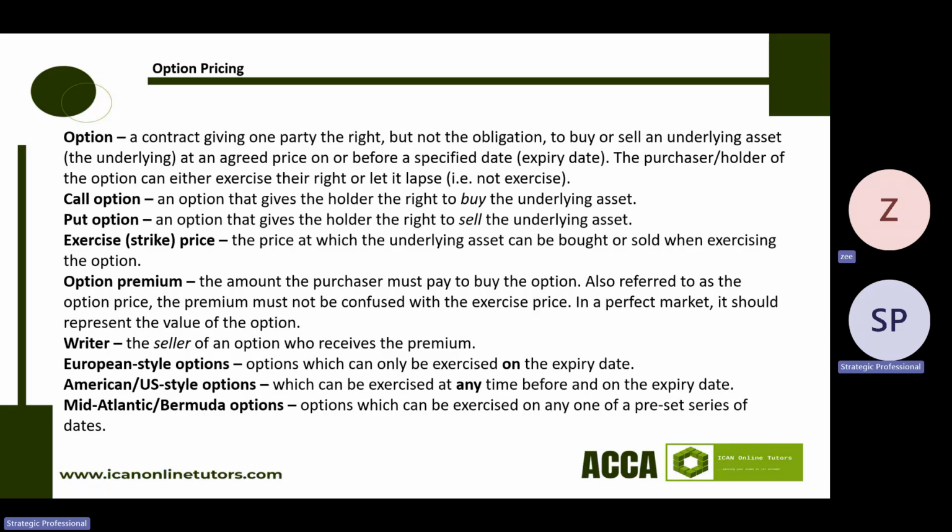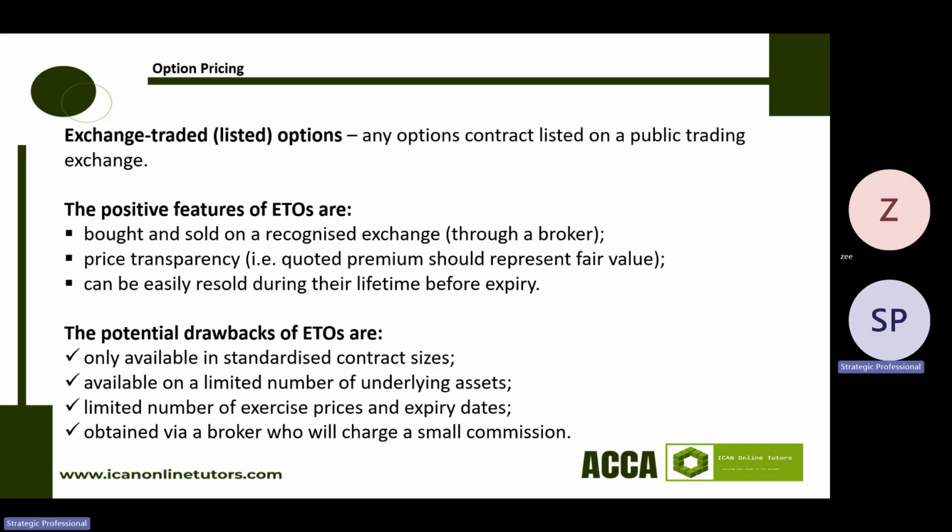So we now have exchange traded listed options. And what are exchange traded listed options? Any option contract listed on the public trading exchange. So an exchange traded listed option is an example of a future contract. You know, the difference between a future and forward is that one is on a proper exchange, and the other is in an informal setting. Forward is an informal setting, over the counter, right?